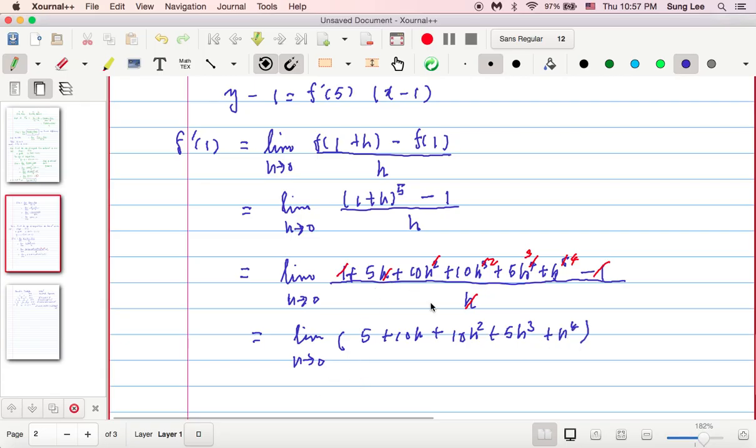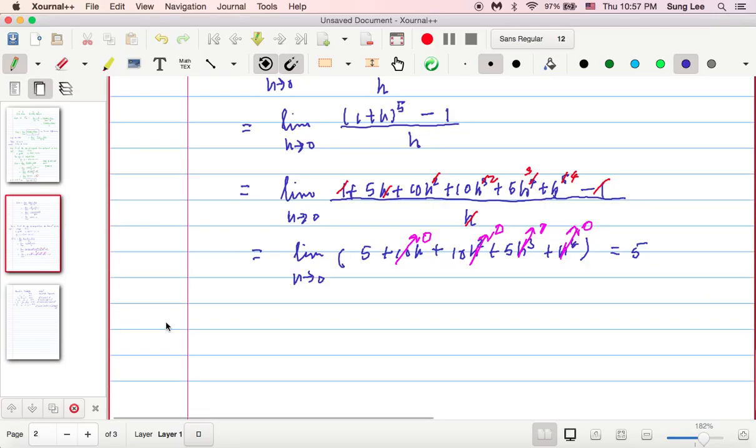So when h goes to 0, these guys all go to 0. Okay, that goes to 0, this guy goes to 0, and this guy goes to 0 also. And what's the remainder is just 5, right? So slope is 5. Okay, slope is 5.